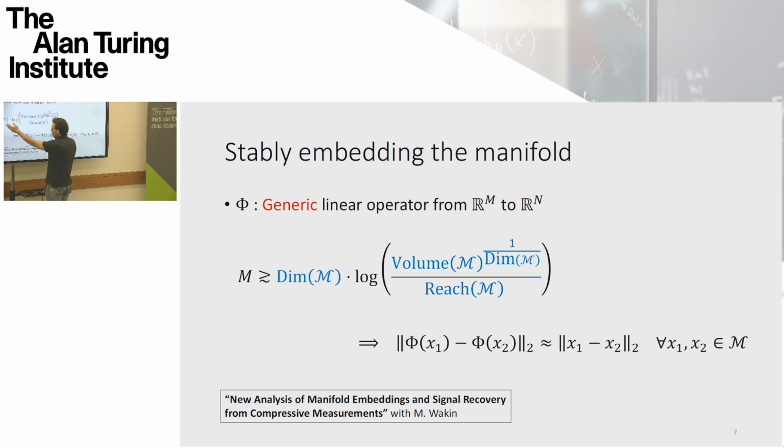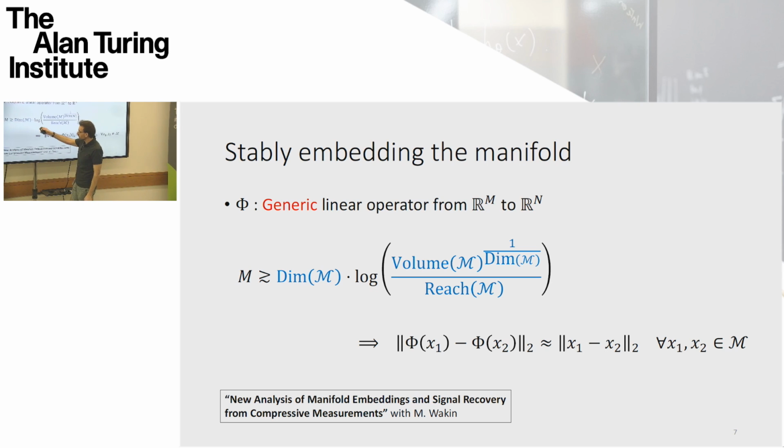So let's look at this number of necessary measurements. There are a few parameters involved. One of them is the dimension of the surface, the volume of the surface, and its reach, which is a measure for the overall curvature of that surface. First of all, the number of measurements that you need is almost linear in the dimension of that surface, which is very nice. This is, in a sense, the number of rows of that matrix that you would need. And also, the larger the volume or the smaller the reach, the more measurements you would need.